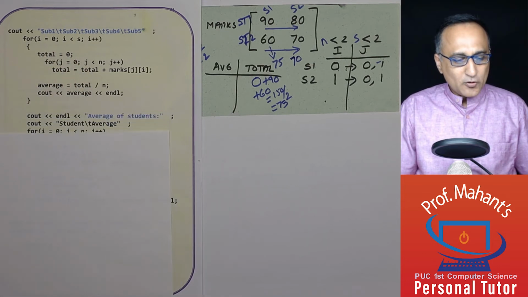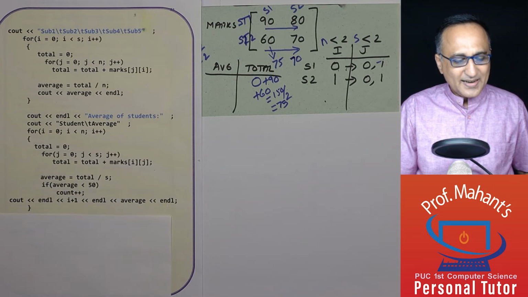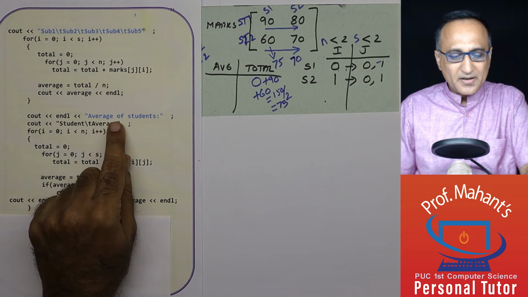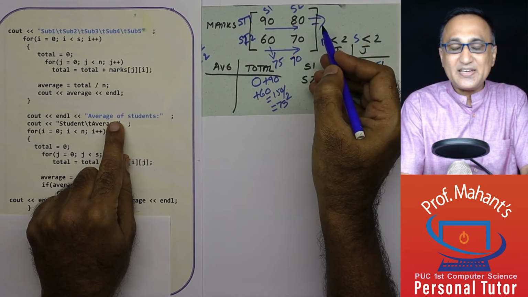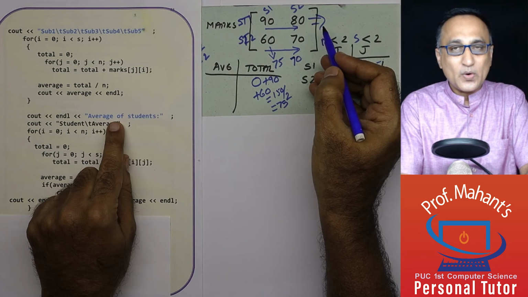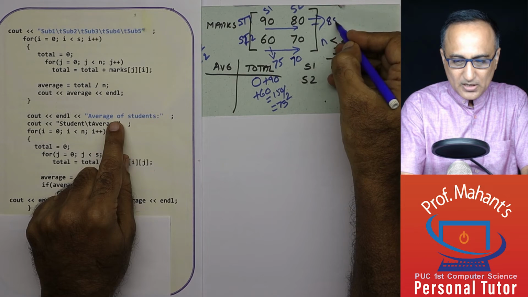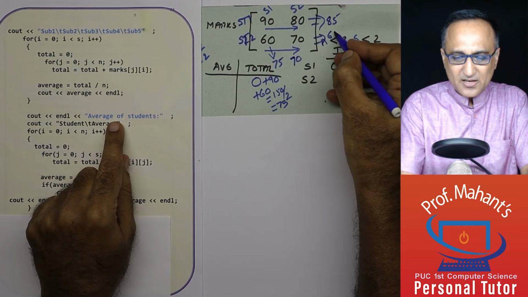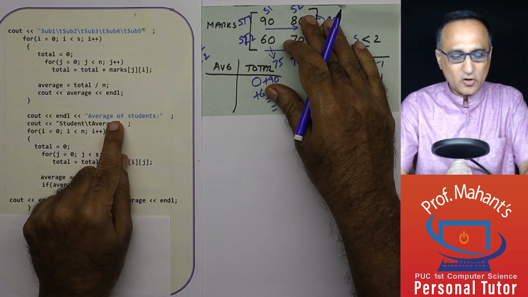Now let's try to find how many students have got less than the average in a subject. So here I am going to print the average of individual subjects. 90 plus 80 is 170. 170 divided by 2 is 85. This is 85. This average is 65. So let's see if we are getting these values doing this particular logic.